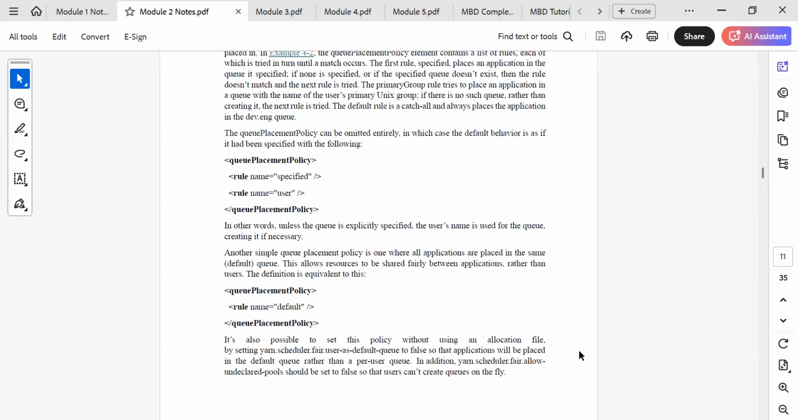In addition, yarn.scheduler.fair.allow-undeclared-pools should be set to false so that users can't create queues on the fly.